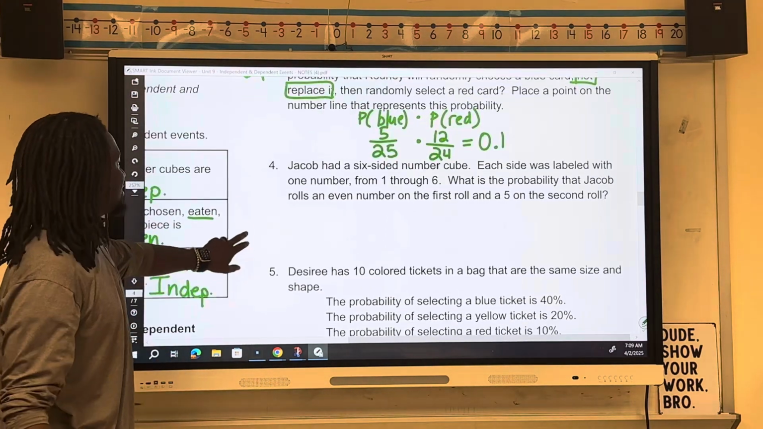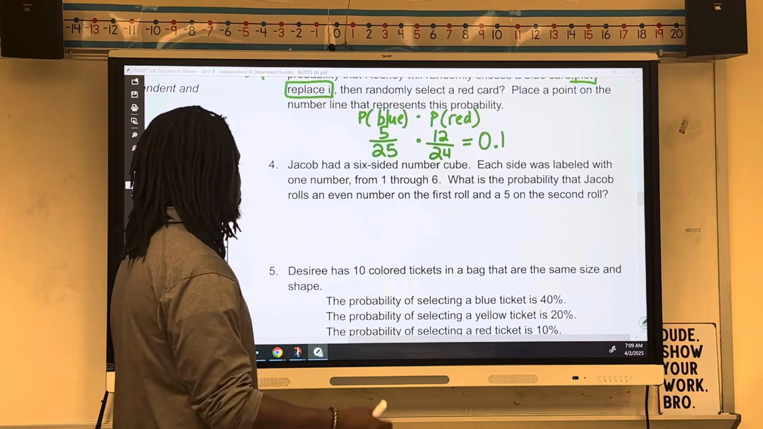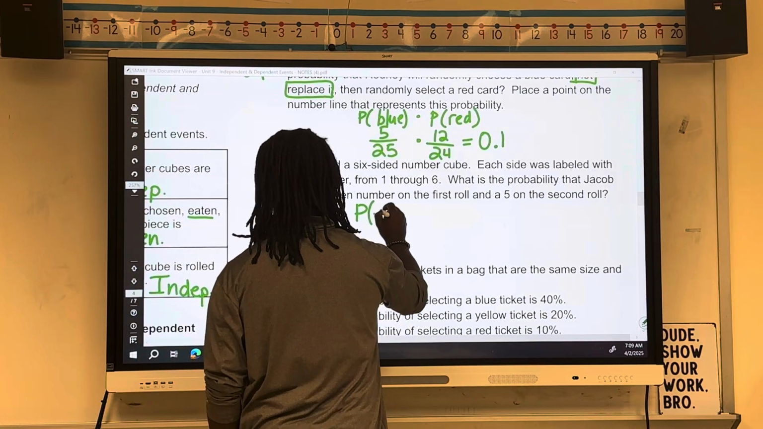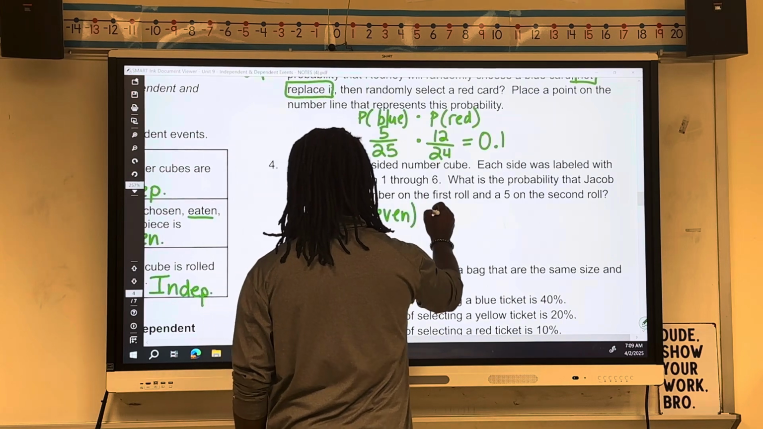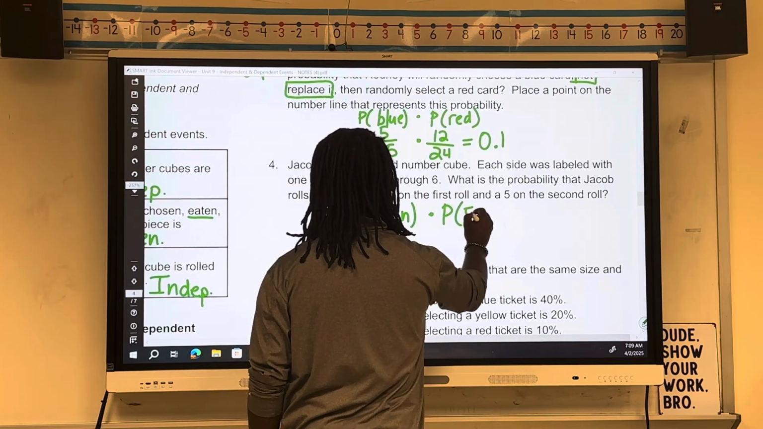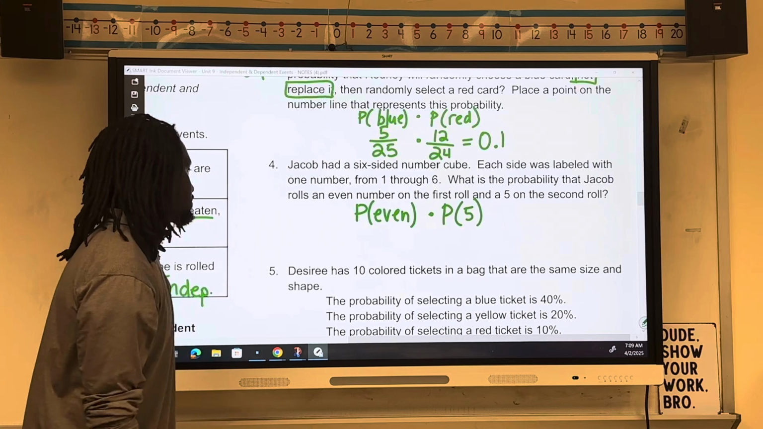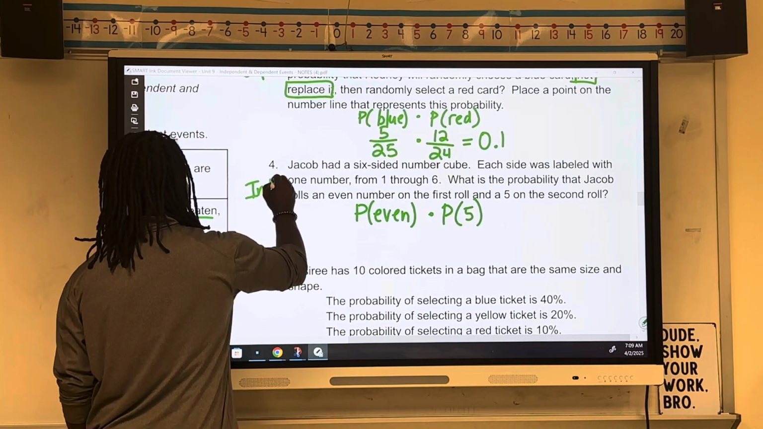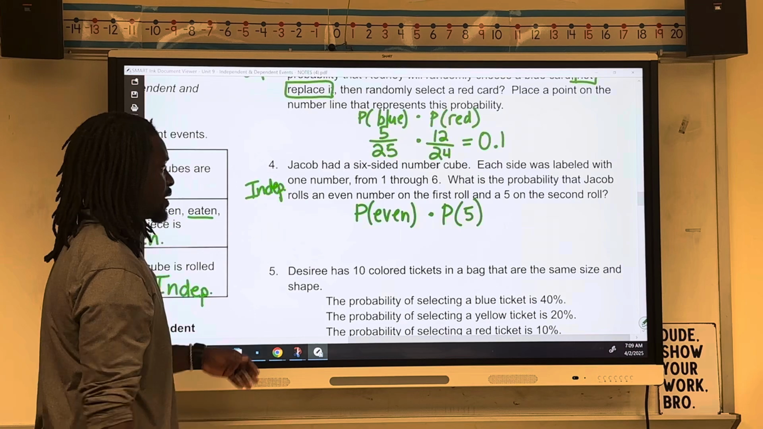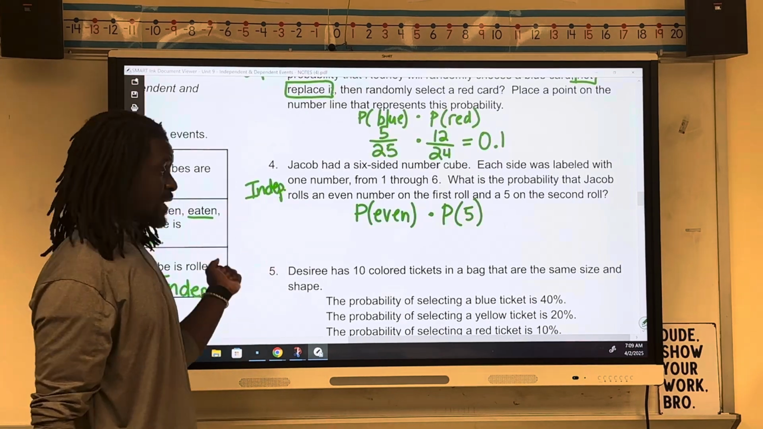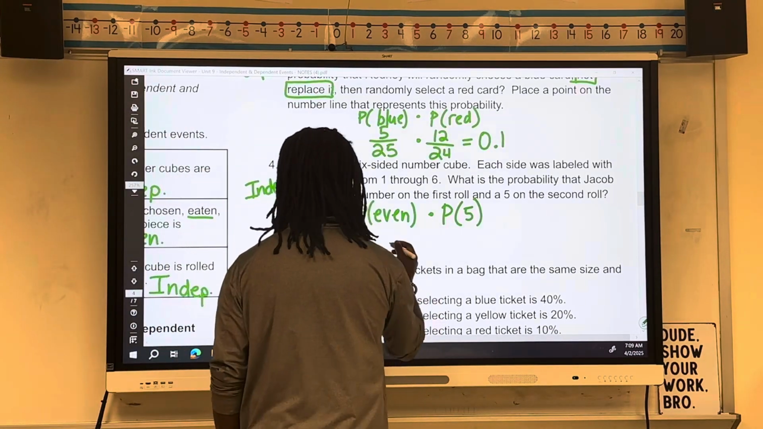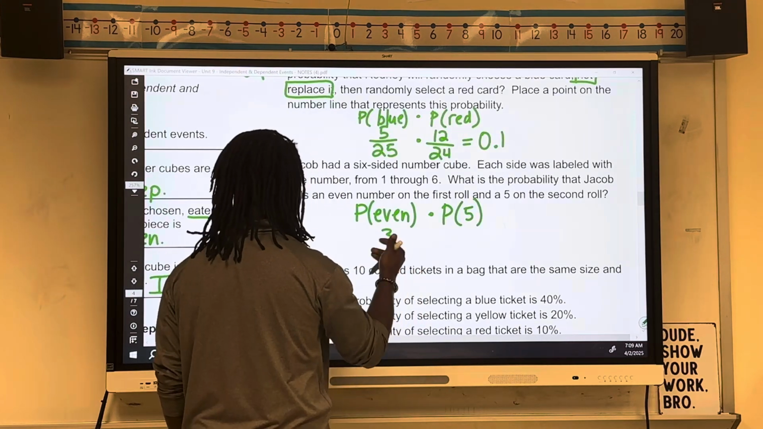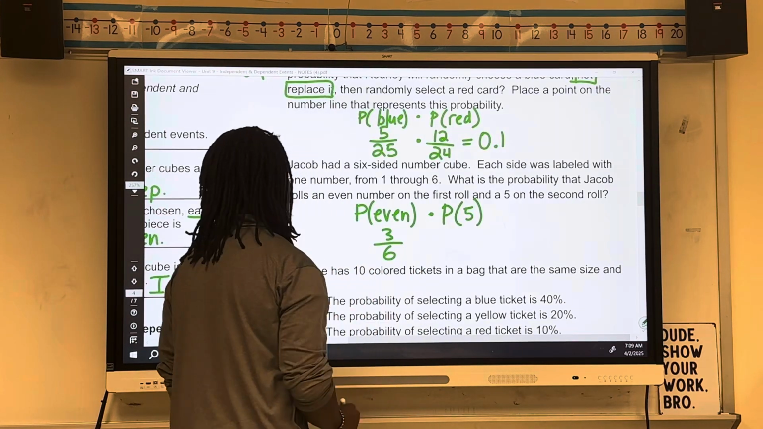Pause. Jacob had a 6-sided number cube. He has a dice. What's the probability that he rolls an even on the first number? And then what's the probability that he gets a 5 on the second number? Okay, well, even, right? This is going to be independent, right? Because I got a dice and those don't affect each other, okay? Even, I got 3 because 2, 4, 6, right? So 3 out of 6.